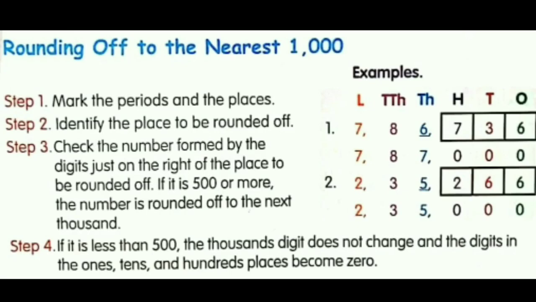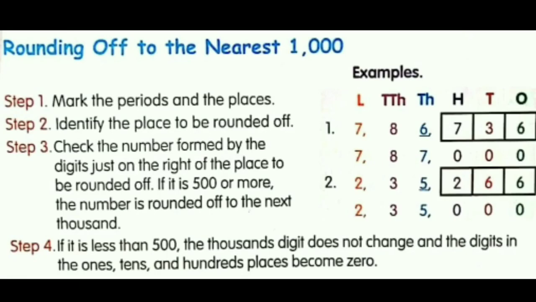787000. However, in example 2, the digits are 235,266. If we want to identify the place, the place that needs to be rounded off is the 1000 place that has 5 in it. So look at the right side of the 5. At the 100, tens and ones position the digits are 266.